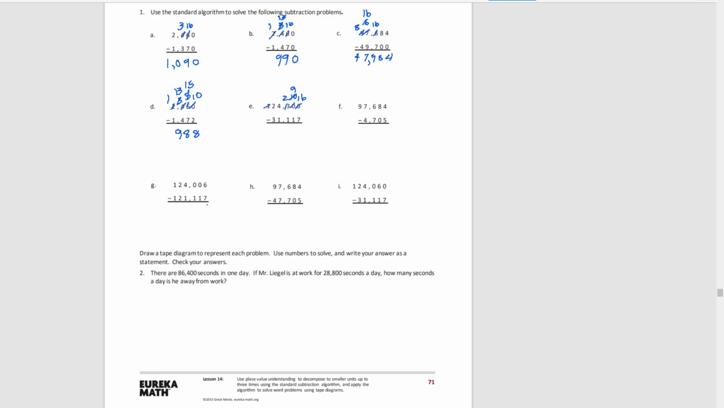10,000s, we need to take 100,000 and make it into 10 10,000s, add it to the 2 that are there, so now we have 12.